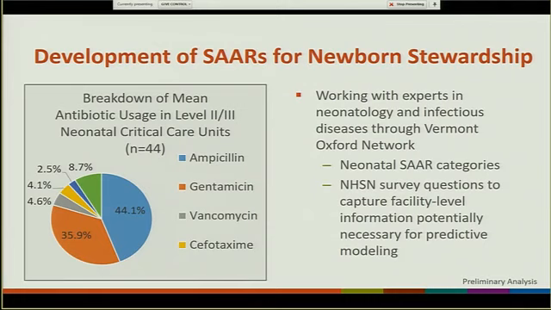Most of you also know that we just added NHSN survey questions focused on neonatal. We did this to capture facility-level information that we could potentially use in the predictive modeling for the neonatal SAARs. We hope that we can launch the neonatal SAARs in the upcoming year or two. Next slide.